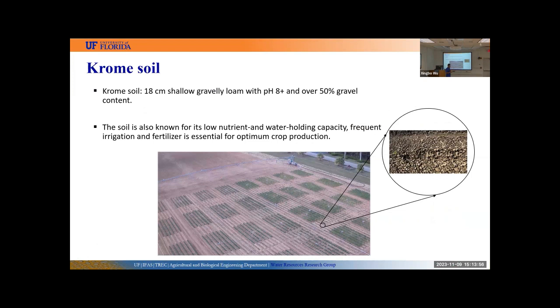And in South Florida, we have a very unique soil, which is called Krome soil. This soil is very shallow, only 18 centimeters deep. This soil also has high pH and high gravel content. Actually, the gravel content is more than 50%. And this soil is also known for low nutrient and water holding capacity. Because of that, frequent irrigation and fertilizer application is a must to have optimum production.